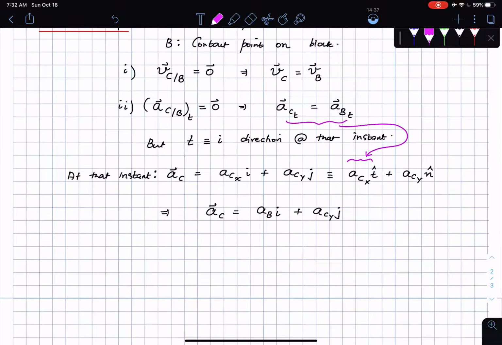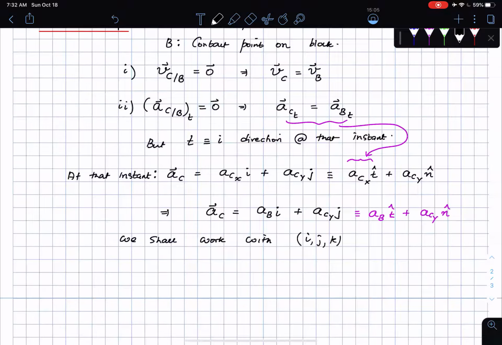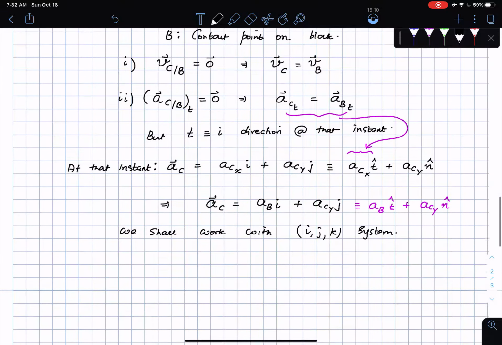Okay, and then I'm saying, instead of T and N, I can also write this as I and J if I want. I don't need to. I can work with the coordinates, or the unit vectors, of the inertial frame. So I wanted to write it as T and N, but if you want, you can also write it this way: Cy in the n hat direction. So we shall work with the IJK system. Okay, so these are the two things that I know now.